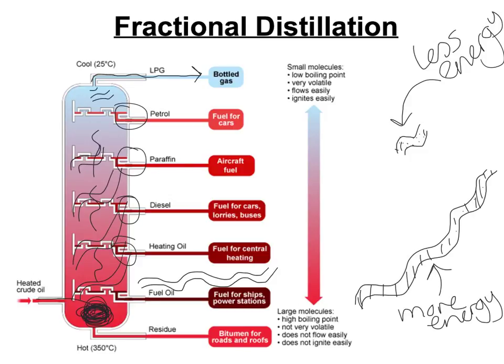Okay, so in summary, large molecules have got a high boiling point, they're not very volatile, they don't flow very easily, and they don't ignite easily, which actually makes the large ones really bad as fuels, because a fuel needs to be able to ignite pretty easily to release its energy. At the top of the tower, we generally have the small molecules. They have low boiling point, they're very volatile, they flow easily, and they ignite easily. So that means that the smaller molecules are the better fuels.